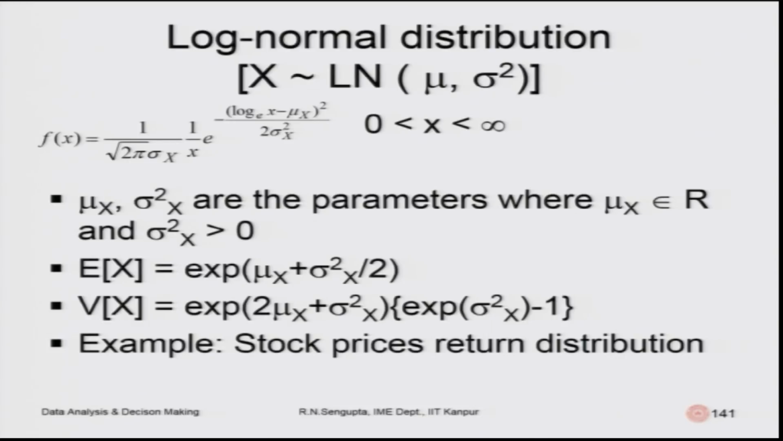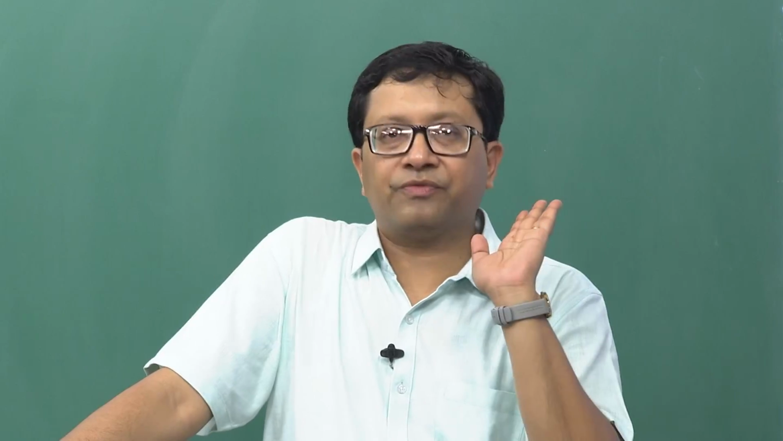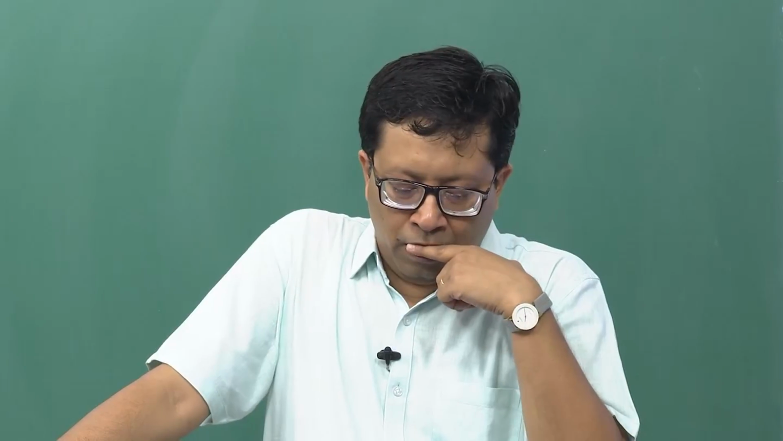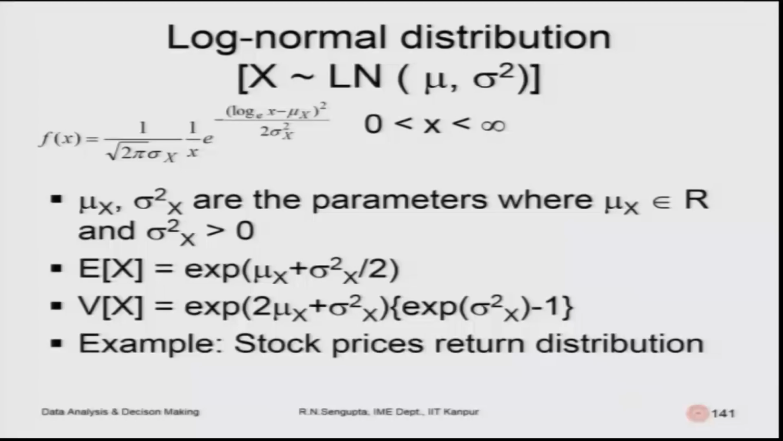Now, we consider the log normal distribution, where x is the random variable, and mu and sigma square are the parameters. Remember, log of negative values is not possible, hence the x value would be from 0 to infinity. Mu x and sigma square x, the suffix denotes they are the parameters, where mu x is real along the real line and sigma square would obviously be greater than 0. The expected value and the variance are given as shown. Examples are stock prices and returns distribution.